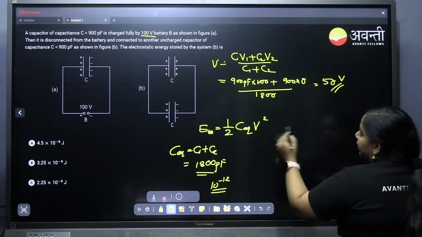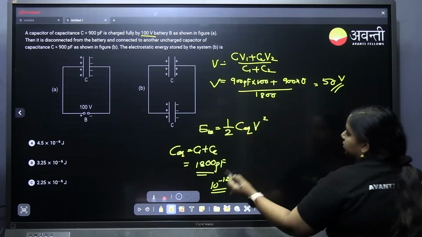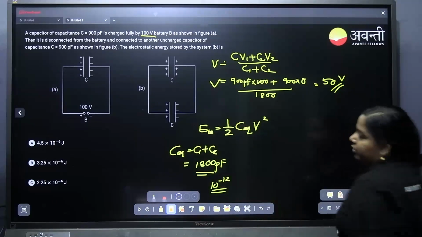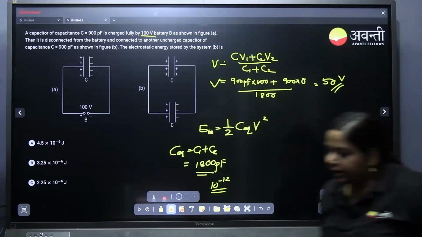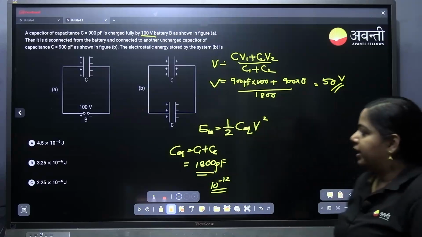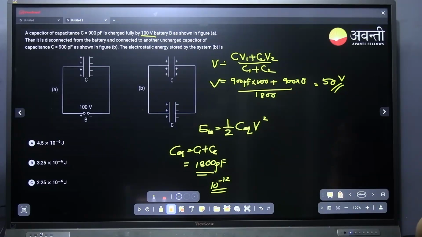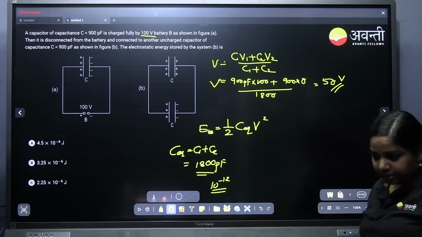So substitute V equal to 50 and C equivalent equal to this. You will get the answer. Energy. Yes, option C is the answer. Very good.